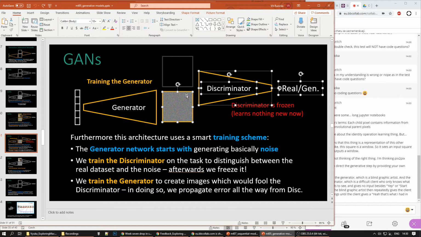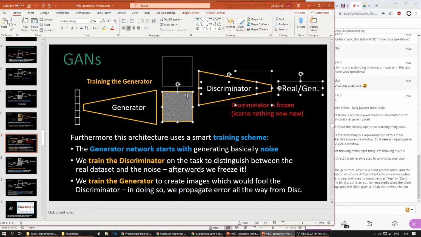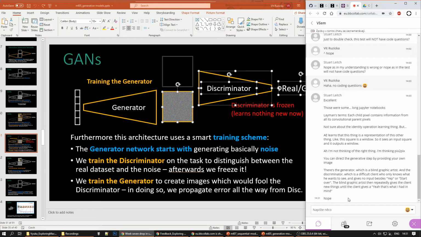Okay, so I guess the follow-up question is: does the generator see the real data set at any moment? Like, actually has access to it? Yeah, I don't think so. Nope, not really. So it's really just a magical trick, I guess.